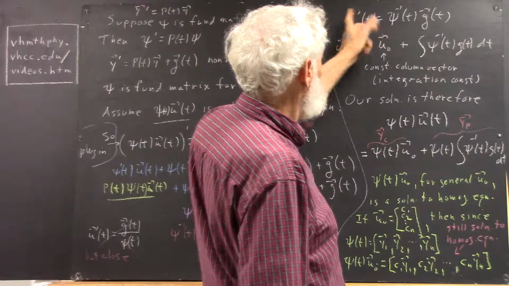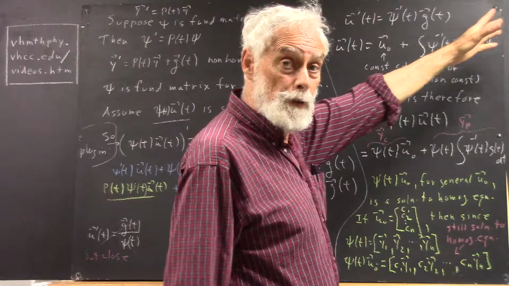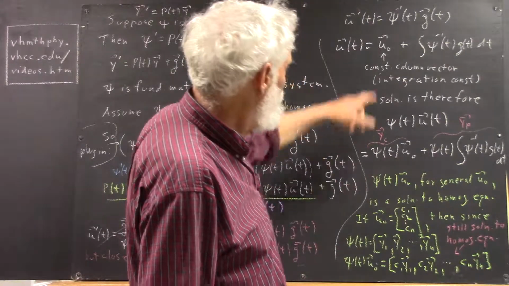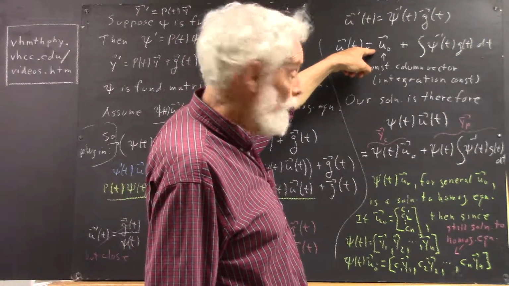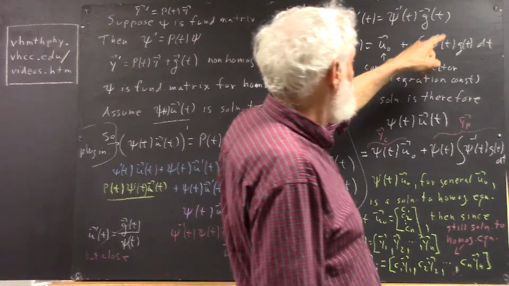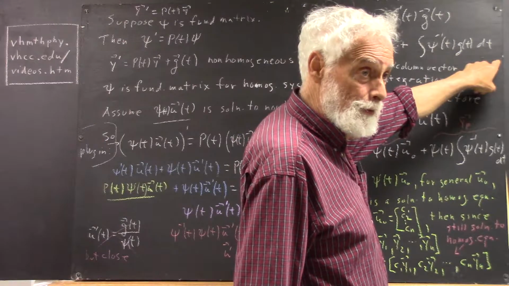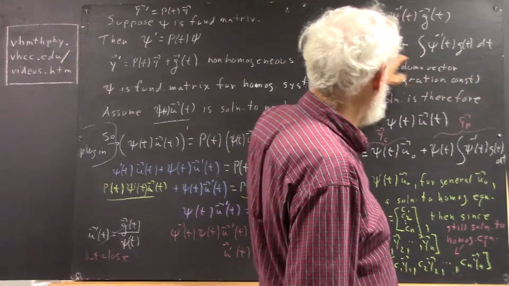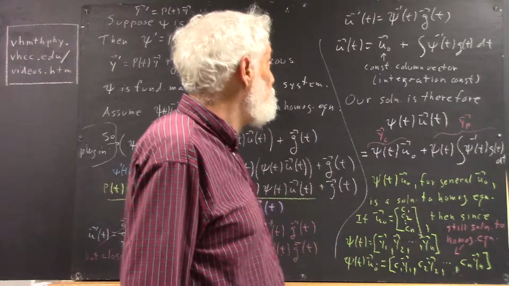So, to get u of t, then, we have to integrate this. And when we integrate this, we're going to get an integration constant. I'm just going to put the integration constant out here. It kind of automatically comes, and then times any antiderivative of this. We don't have to include an integration constant in this antiderivative because we've got it here.